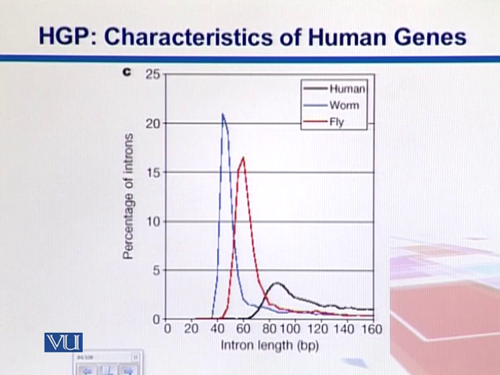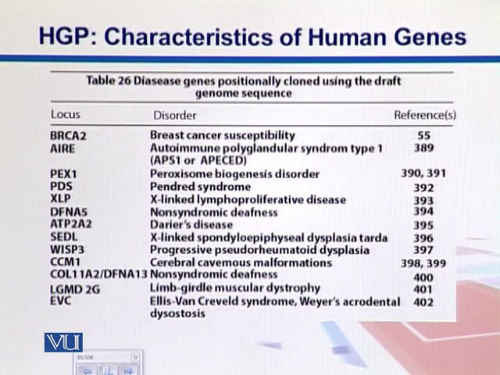Here is the percentage of introns again in these 3 species: human, worm and fly. If we look into the humans, the intron length in terms of base pairs is right here. We are just looking into the smaller length introns. The proportion of smaller length introns in humans is less as compared to worms and flies. The Human Genome Project also helped in cloning and discovery of different disease related genes.